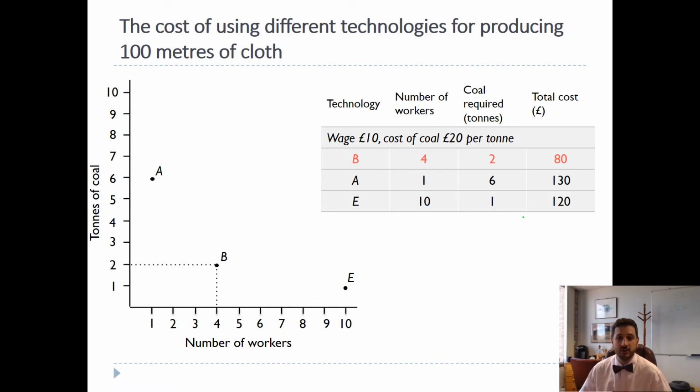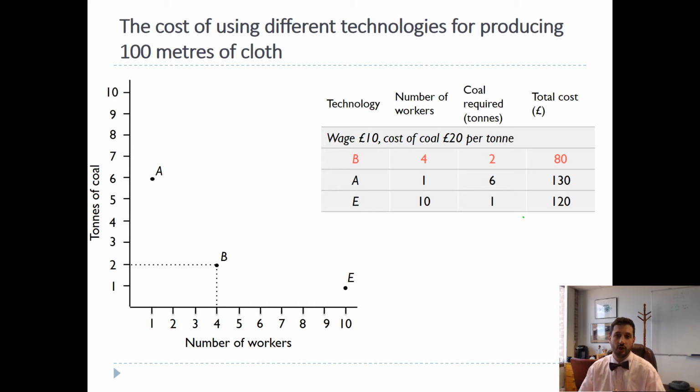Let's imagine that the wage is 10 pounds and the cost of coal is 20 pounds. All of these examples are English, that's why we're using pounds instead of dollars. So at point B, we need 4 workers. We pay them 10 pounds, that's 40 pounds. We need 2 tons of coal, 2 times 20 is 40. 40 plus 40 is 80. At point A, we need 1 worker, it costs us 10 pounds, but we need 6 tons of coal, that costs us 120 pounds, and so that costs 130 pounds. At point E, we need 10 workers, that's 100 pounds, 10 times 10, plus 20 pounds for 1 ton of coal, so that's 120.